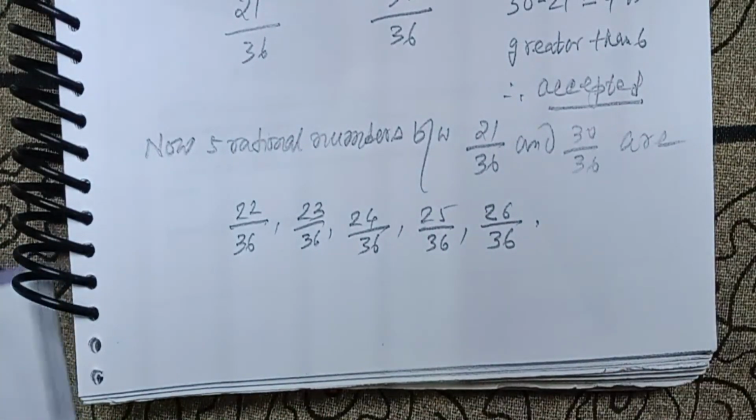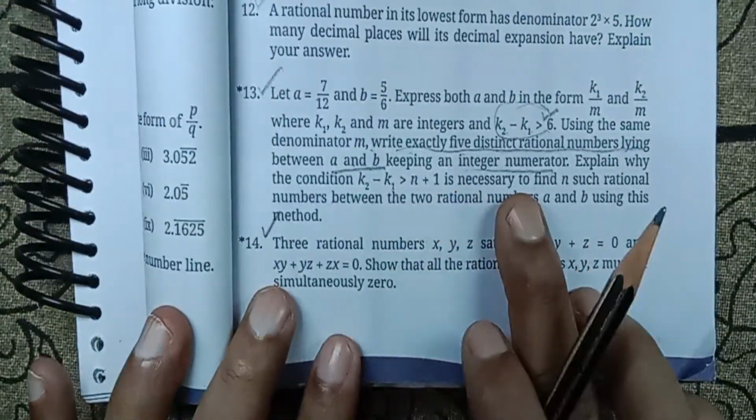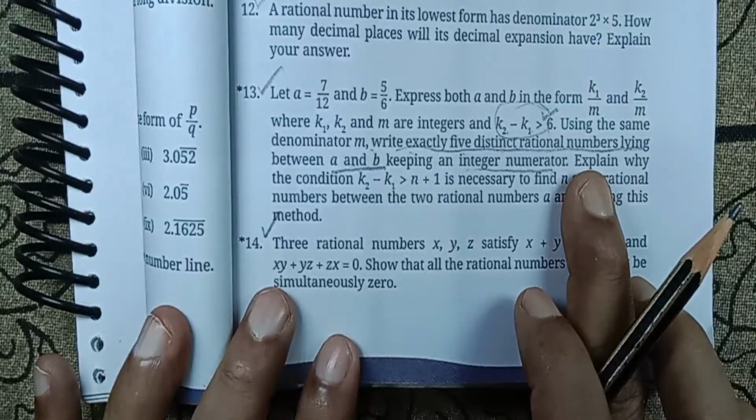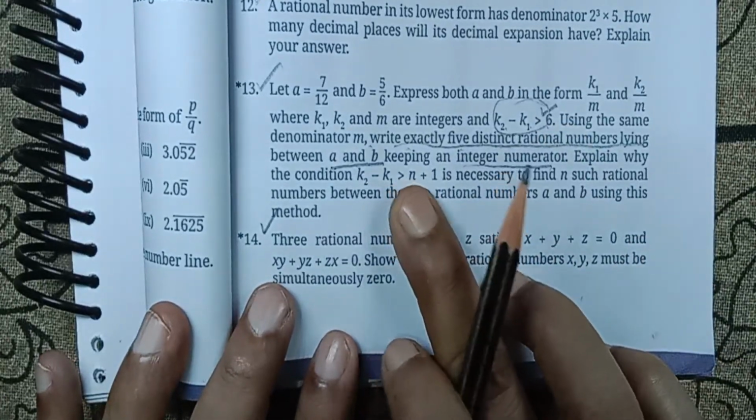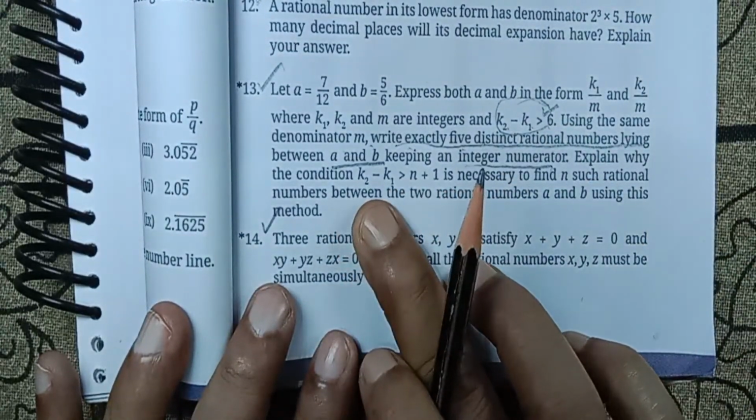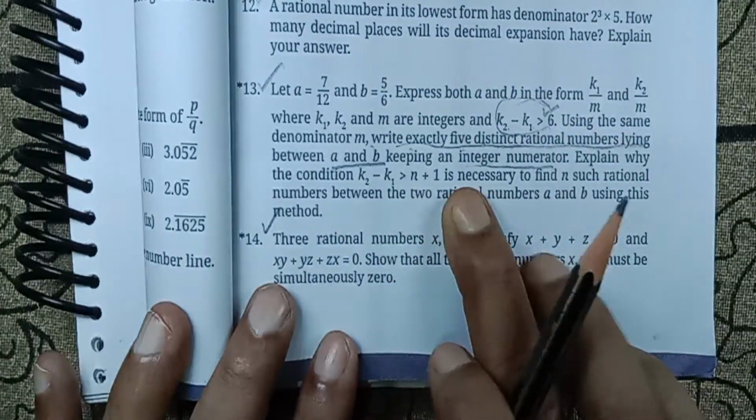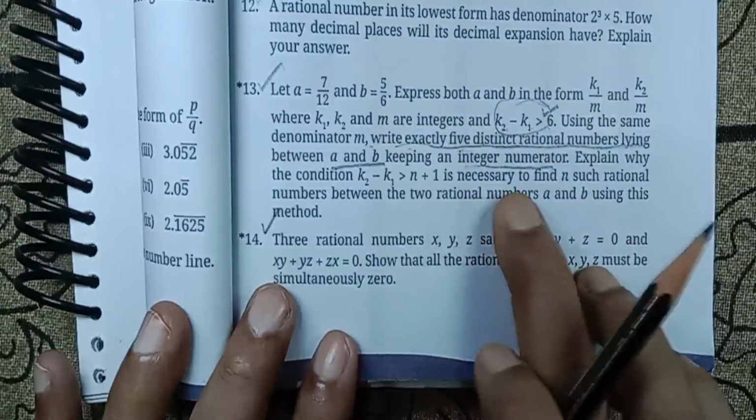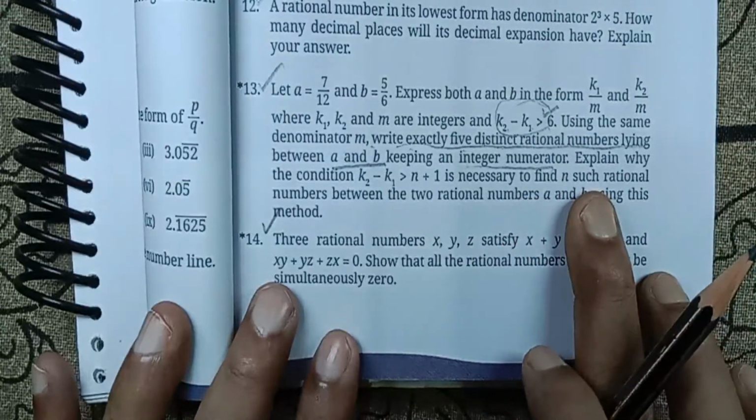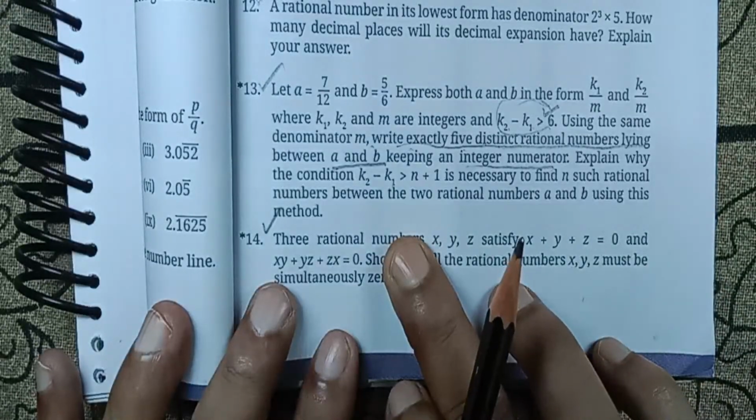Now, next the second part of the question. What is written? You have 5, this is 6. So, explain why the condition K2 minus K1 is greater than n plus 1 is necessary to find n such rational numbers between the two rational numbers a and b using this method.